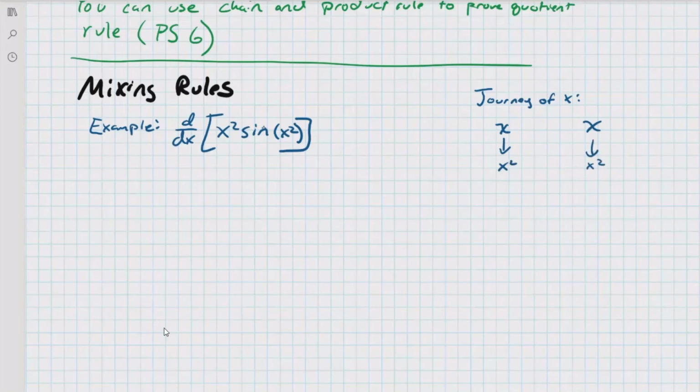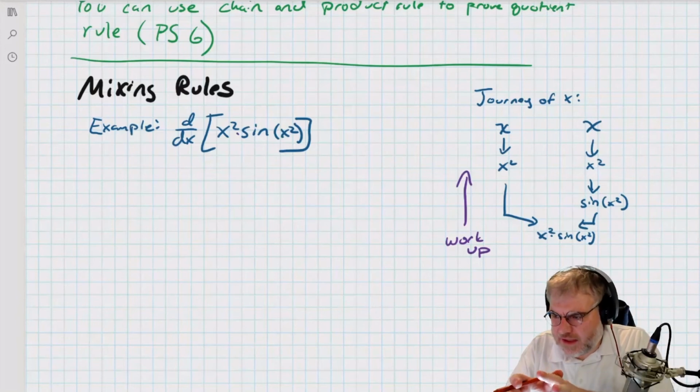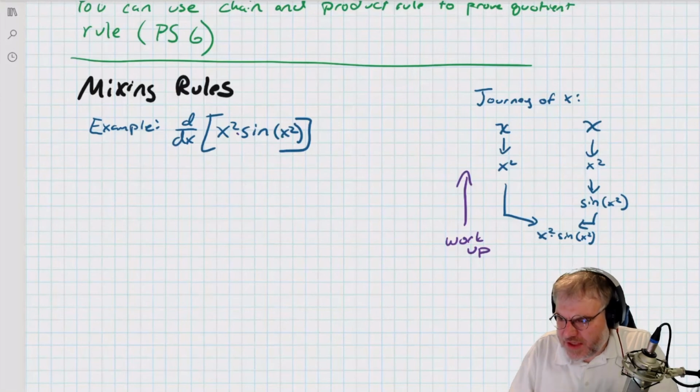But notice something else happens to this x. This x also gets sined. Then they both get shoved together in a product. So this is the journey of x, and what I'm going to do is work up. The thing that happens last is this product. So I'm going to deal with the product first, and I'm just going to work up.